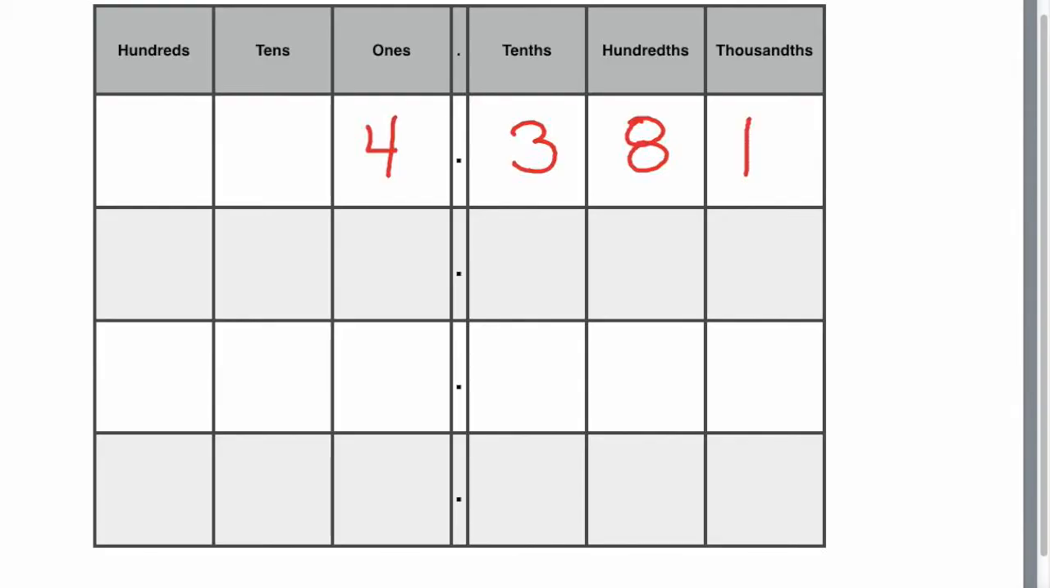Okay, you're going to decompose this number and see what you get. Who can read that number to me? 4 and 381 thousandths. I have 4 ones, 3 tenths, 8 hundredths, and 1 thousandths. If you didn't have this on a place value chart right now, you would have to write each place.